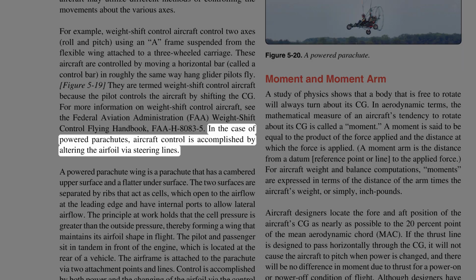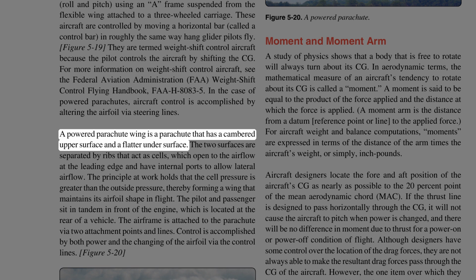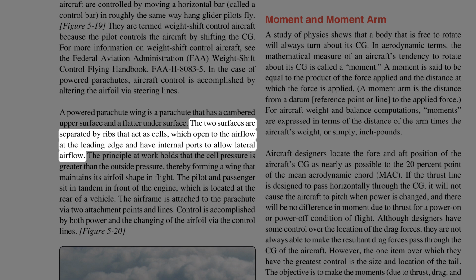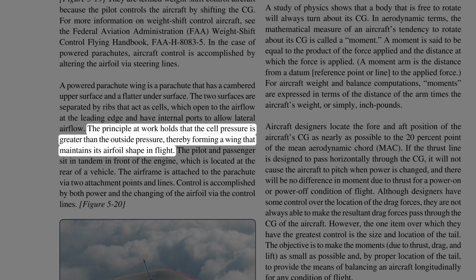In the case of powered parachutes, aircraft control is accomplished by altering the airfoil via steering lines. A powered parachute wing is a parachute that has a cambered upper surface and a flatter undersurface. The two surfaces are separated by ribs that act as cells, which open to the airflow at the leading edge and have internal ports to allow lateral airflow. The principle at work holds that the cell pressure is greater than the outside pressure, thereby forming a wing that maintains its airfoil shape in flight.